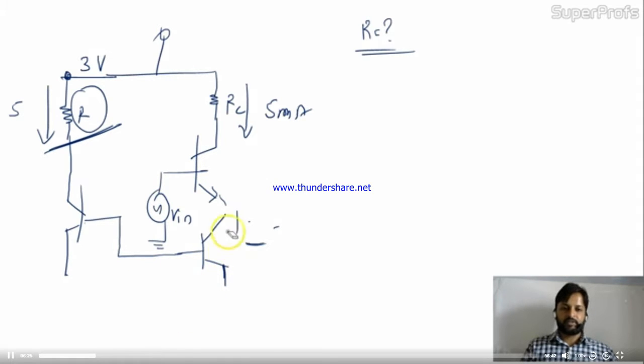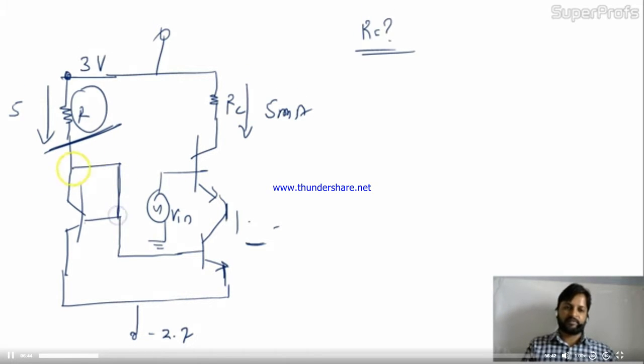Here are the two transistors, Q1 and Q2. That one is another one. And the question says they are connected like this, and this. This is minus 2.7. Here, the collector is connected with this base. These two terminals are connected.